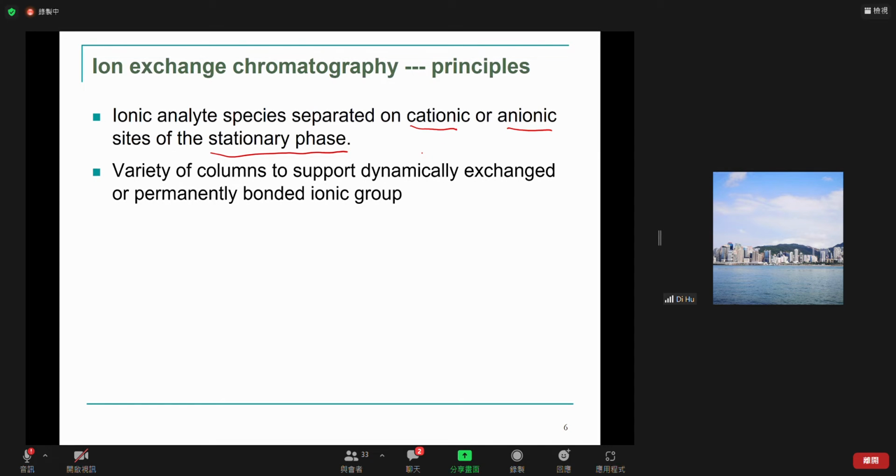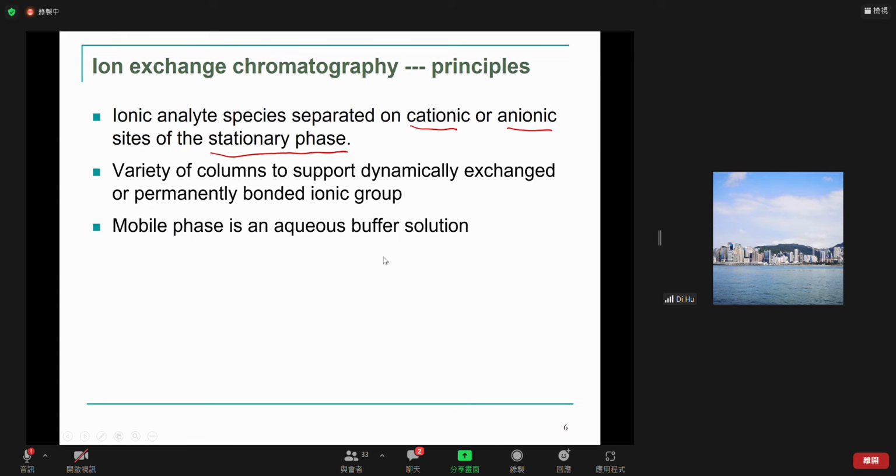The ionic groups can be dynamically exchanged or permanently bound, and it depends on what kind of stationary phase you are using. Later on, we will classify the stationary phase as strong cation, strong anion, or weak cation and weak anion. So what does it mean for strong? What does it mean for weak? What do strong and weak indicate?